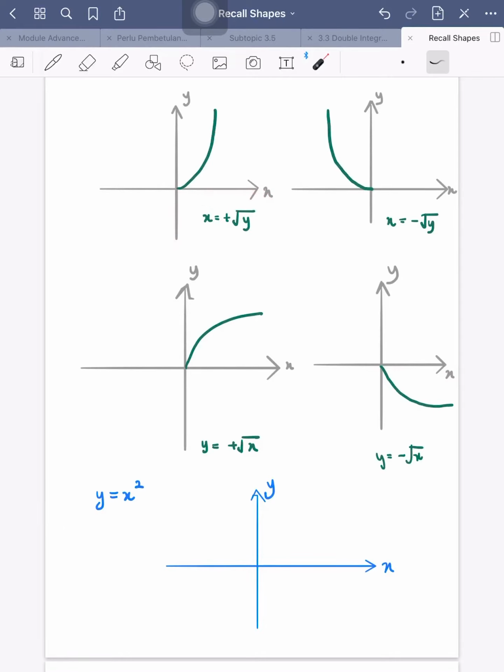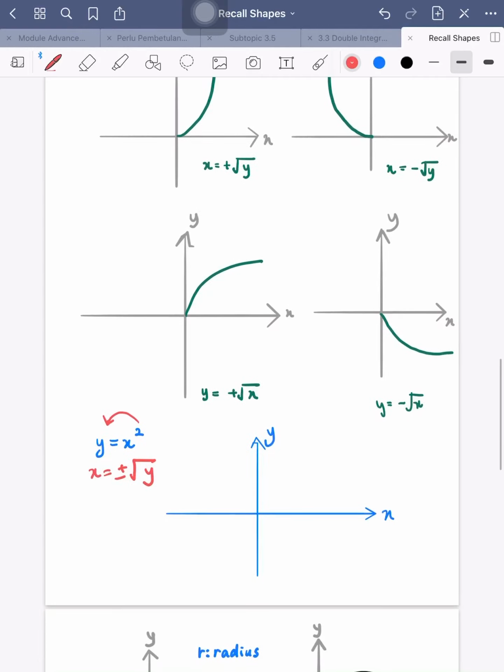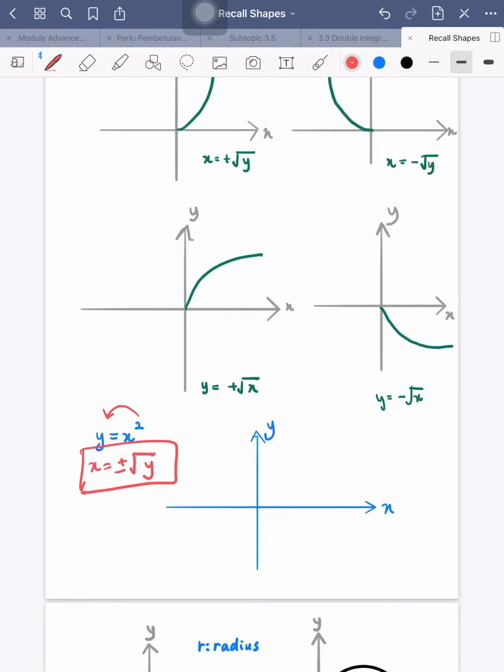Y equal to x squared. I explain based on the full function first. Y equal to x squared. If I bring the square to the other side, I will get x equal to plus minus square root of y. Okay, when the square is brought to the other side we have to have plus minus, because this is actually the same as x equal to positive square root of y, and x equal to negative square root of y.